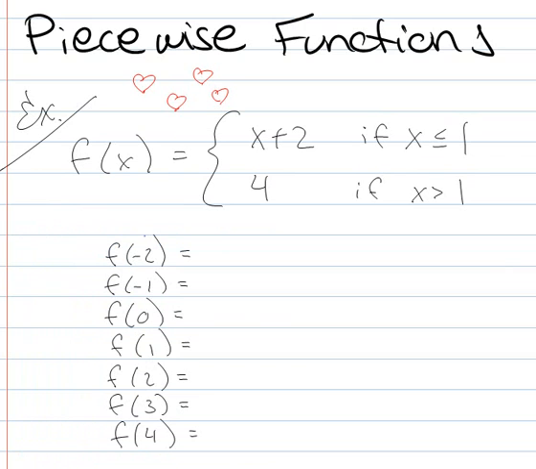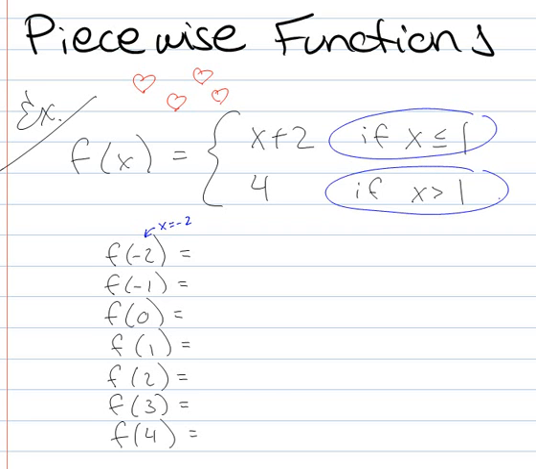So f at -2. Remember, these are all going to be your x values. So in this case, x is -2. So you want to take a look here, and here. Given these two options, where does x equals -2 fall in? Does it fall into the first one, or the second? It's going to match this one right here, because -2 is less than or equal to 1. So this is the one we're going to go with.